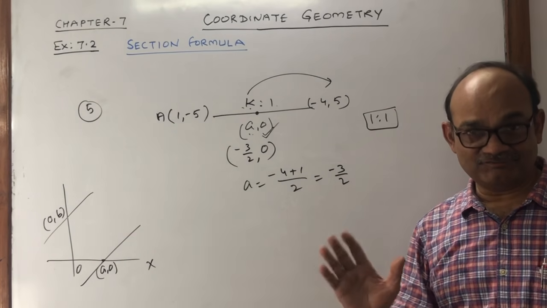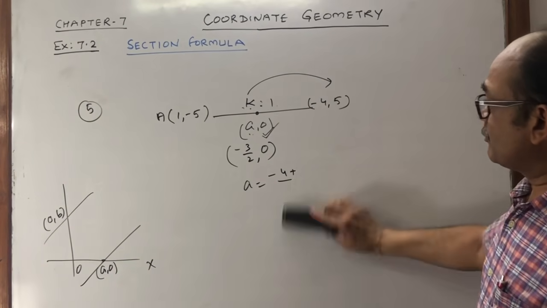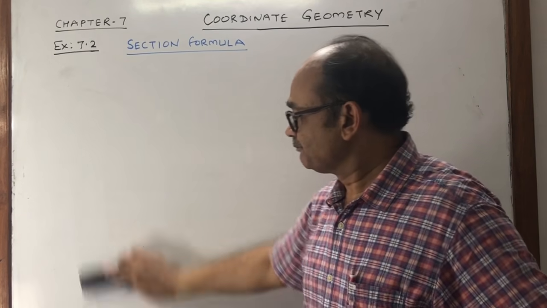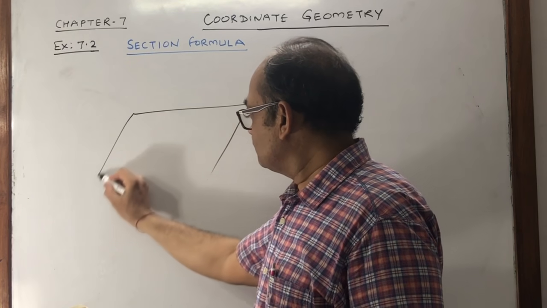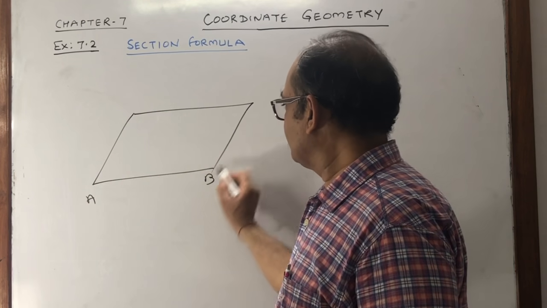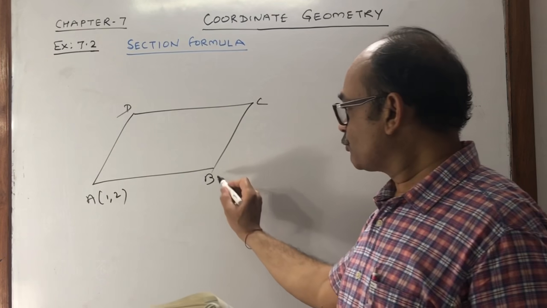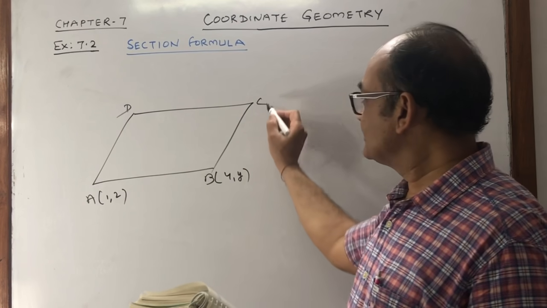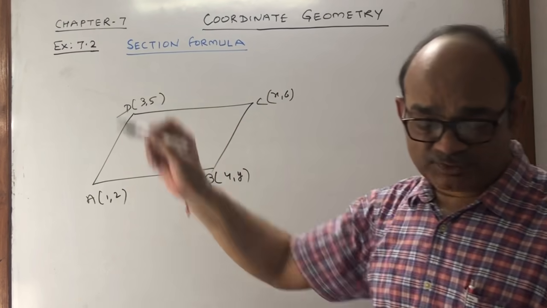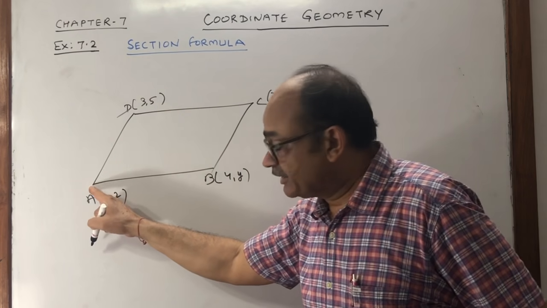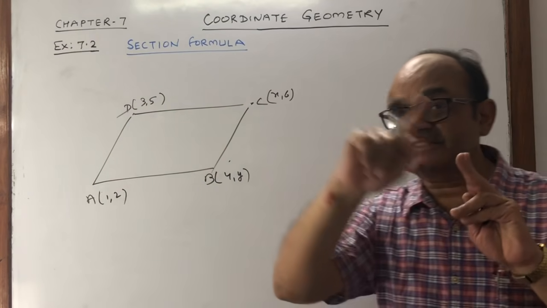Easy. It seemed pretty tough. Now one more sum, number 6, is again from the previous year's board paper. Question is, 4 coordinates of a parallelogram A, B, C, D. A is 1, 2, B is 4, y, C is x, 6, and D is 3, 5. The important point is you have to write in proper order. If you have started A here, then A, B, C, D. Somebody wants to write A, B, C, D, no problem, but it should be in the cyclic order.